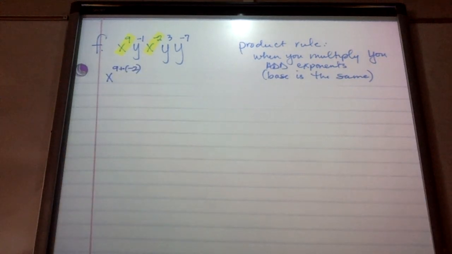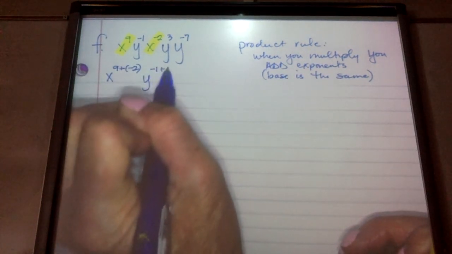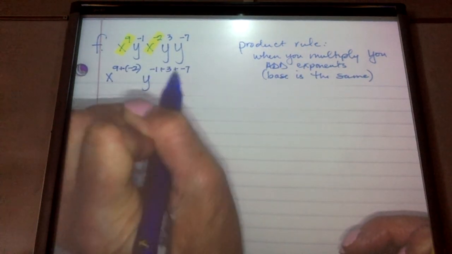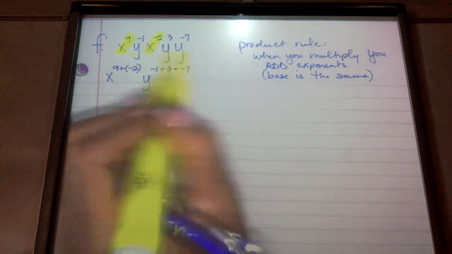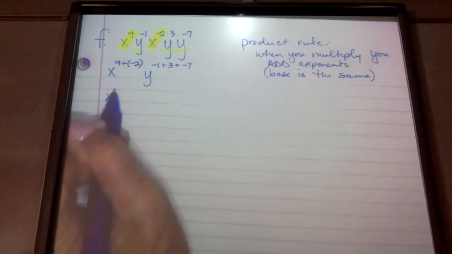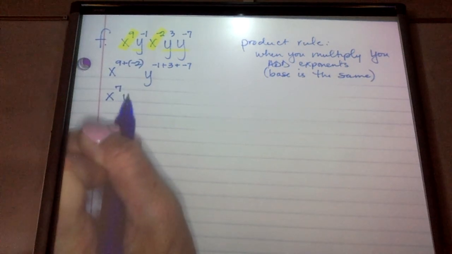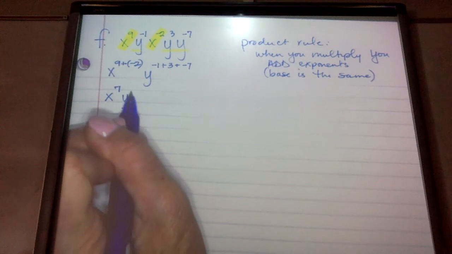Then I'm going to do that with y. So notice then I'd have y to the -1st plus 3 plus -7. Adding my exponents. So I grouped my x's, then I grouped my y's, and I'm going to simplify this. This would be x to the 7th and y, -1 plus 3 is 2, 2 minus 7, I would get -5.